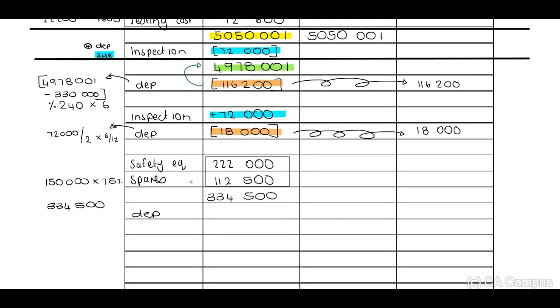Divide this by the 6 years times 12 times 6 months, and this will be depreciation of 27,875. Again, I'm going to transfer this to my depreciation column, 27,875. Right, you with me?